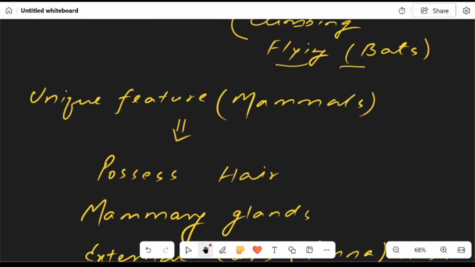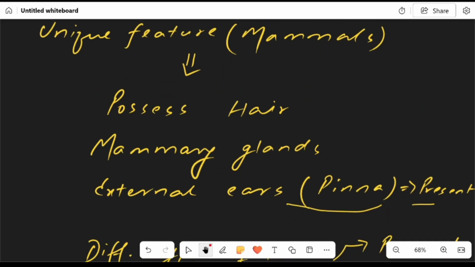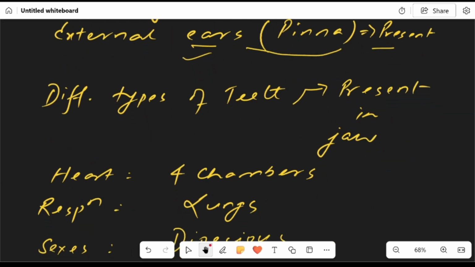What is the unique feature of mammals? They possess hair, mammary glands, and they have external ears, the pinna. Till now, tympanum was used, till snakes or reptiles. Different types of teeth are present in the jaw of the mammals.